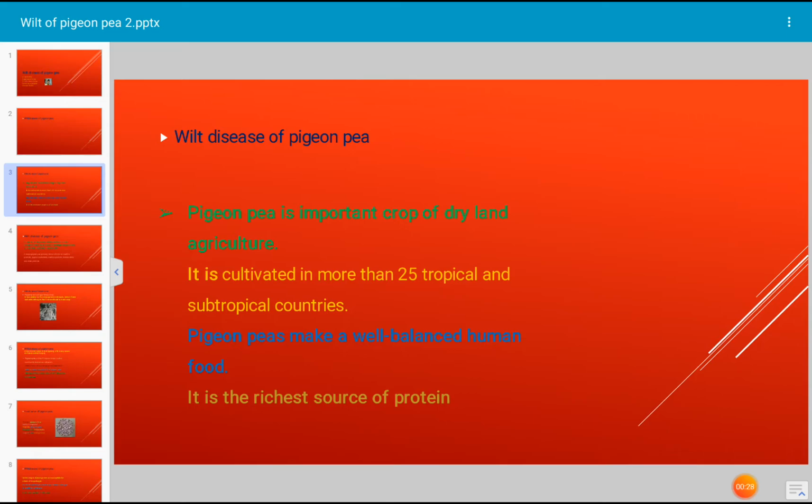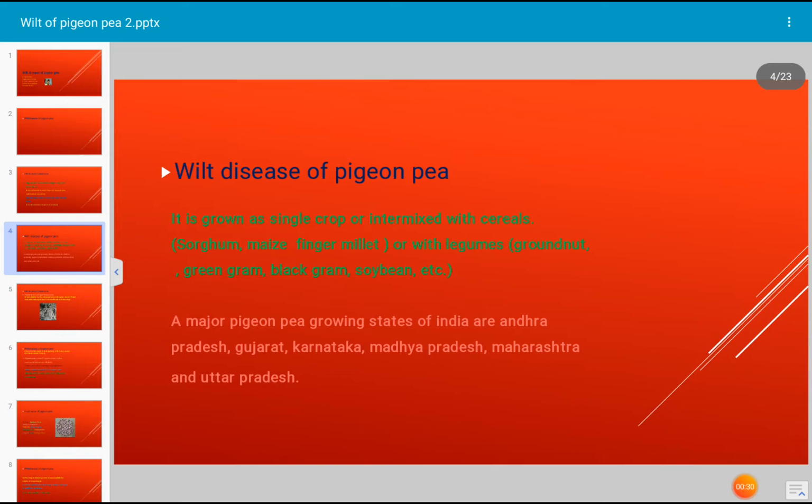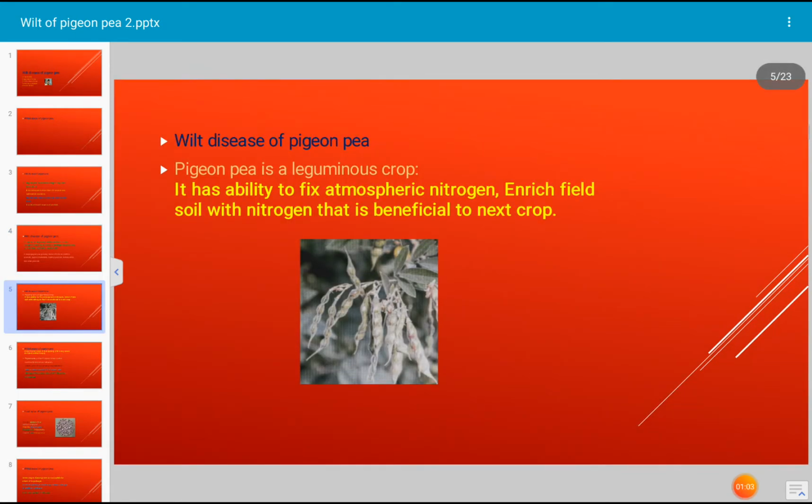It is the richest source of protein. It is grown as a single crop or as a mixed crop with cereals like maize, sorghum, finger millet, etc. Pigeon pea is also grown mixed with groundnut, green gram, black gram, soya bean, etc. The major pigeon pea growing states of India are Andhra Pradesh, Gujarat, Karnataka, Madhya Pradesh, Maharashtra and Uttar Pradesh. These states grow extensive pigeon pea in their fields.